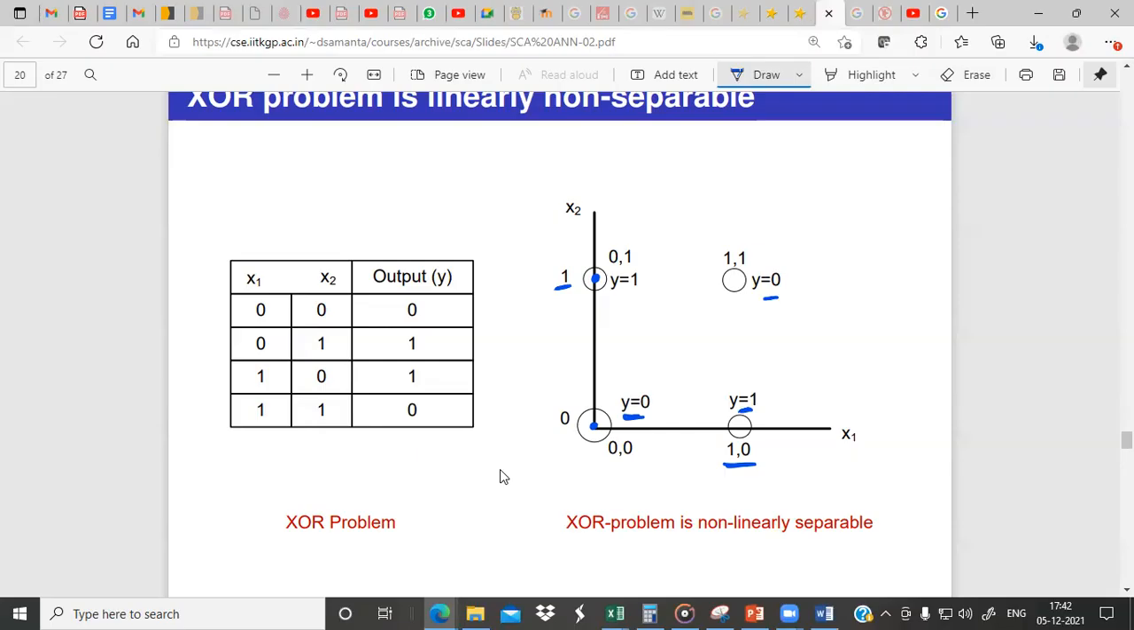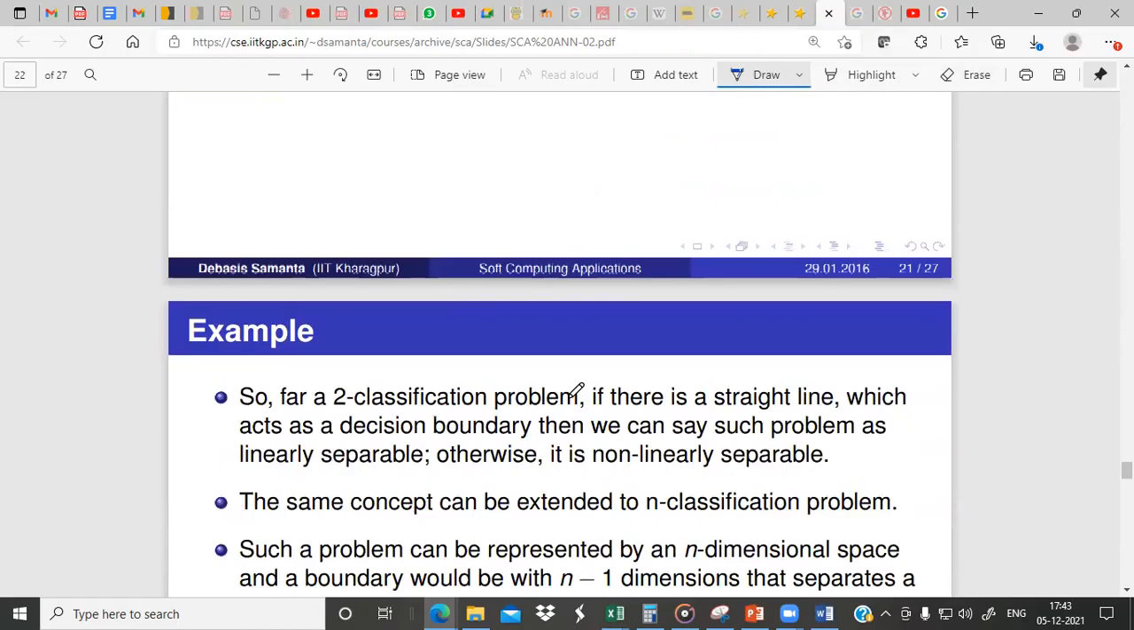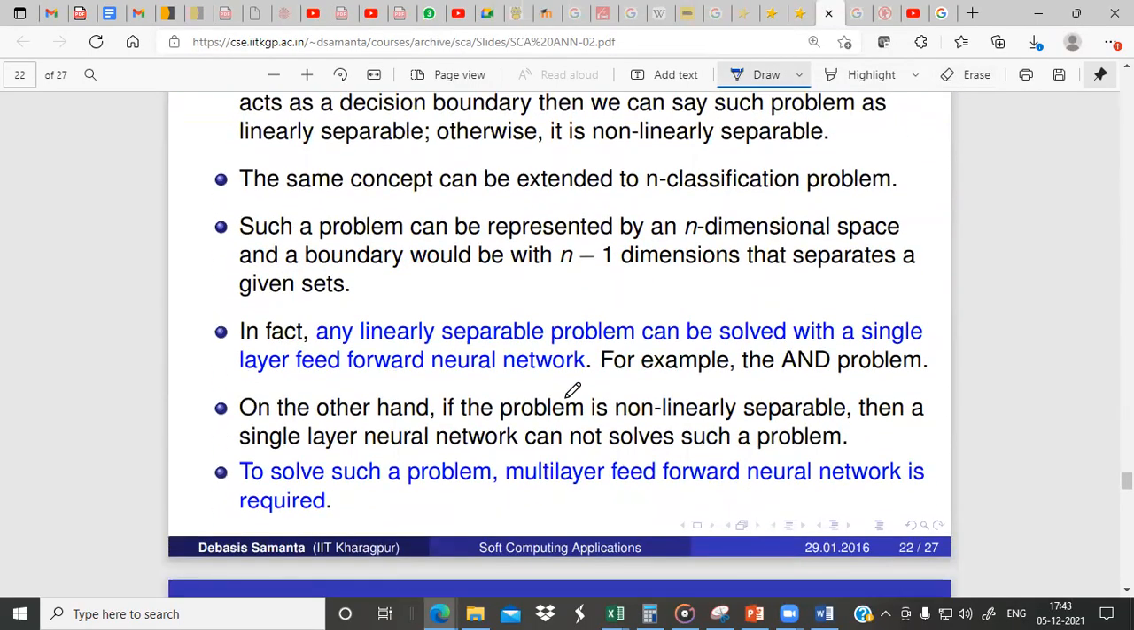Now this is not linearly separable. You cannot draw a straight line and separate zeros and ones. You cannot draw any type of straight line to separate the zeros from ones. So this is a linearly non-separable problem, because the ones and zeros are interleaved. In such a case, what we need is a multi-layer feed-forward neural network. So we need more than one layer. This is the crux.